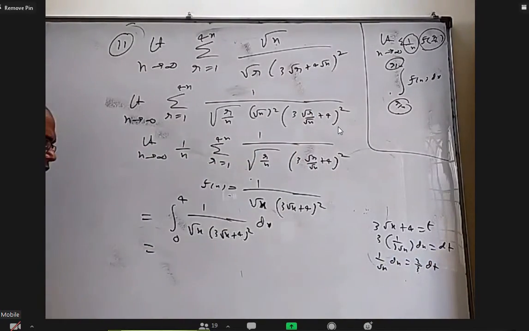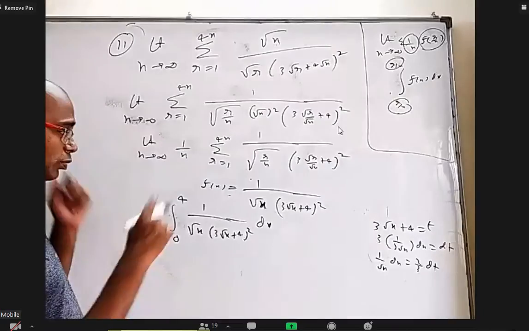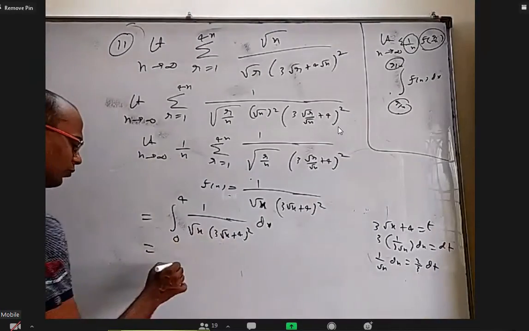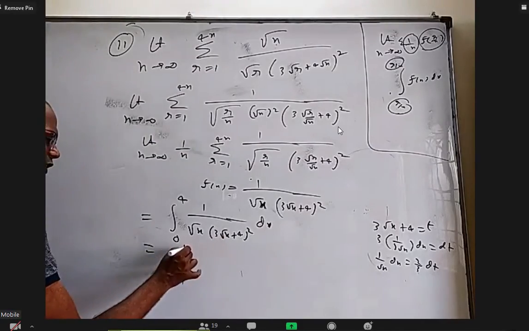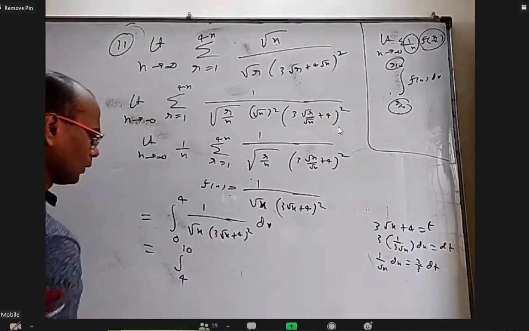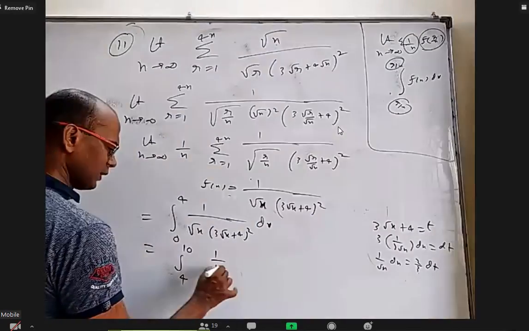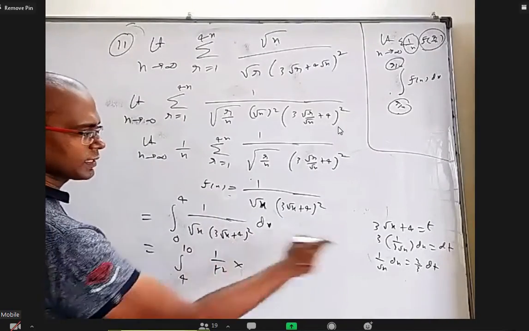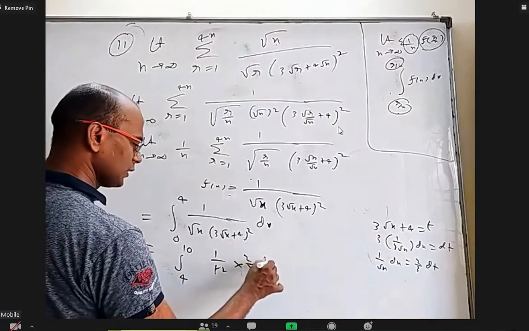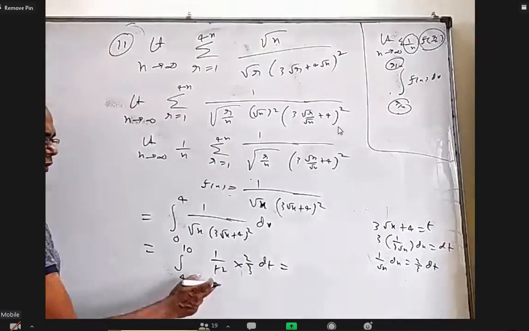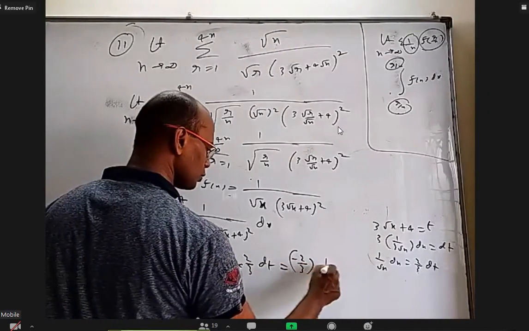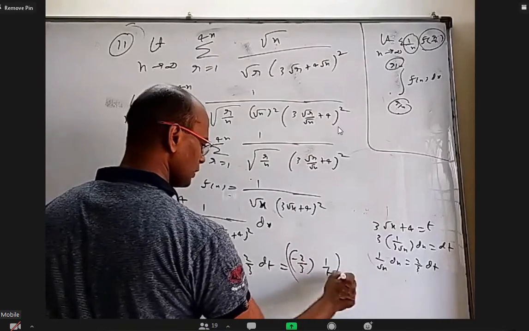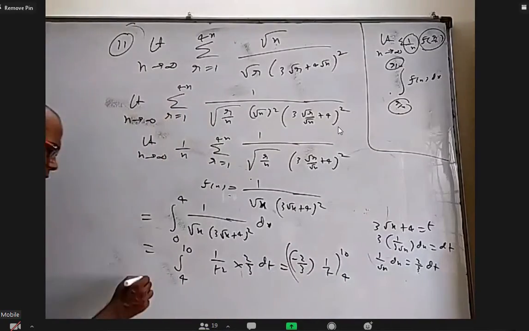And what will happen to the limits? I am taking 3 root x. So when I put 0, it will become 4. When I put 4, it will become 6 plus 4, 10. And this is 1 by t square, and 1 by root x dx is 2 by 3 dt. For this 1 by t square, the integral is minus 1 by t. So minus 2 by 3 into 1 by t, with limits 4 to 10.